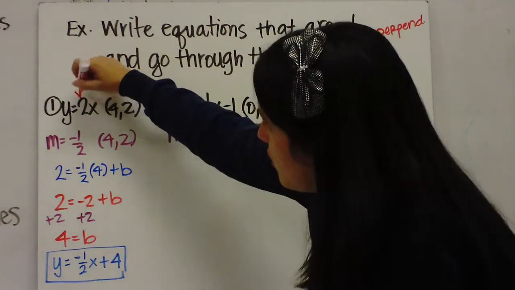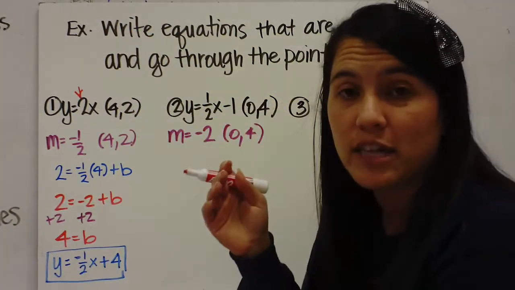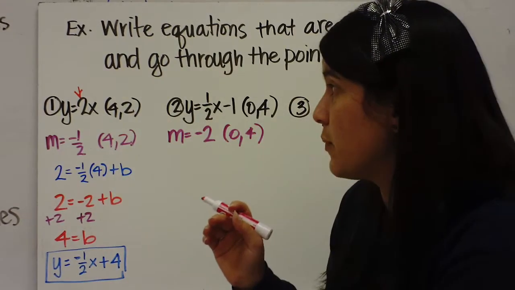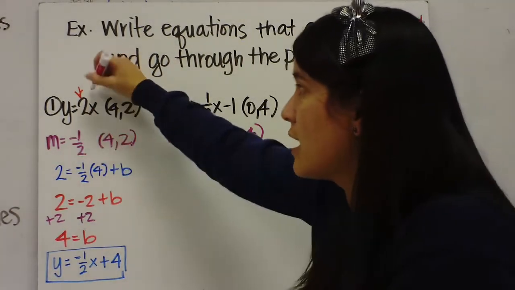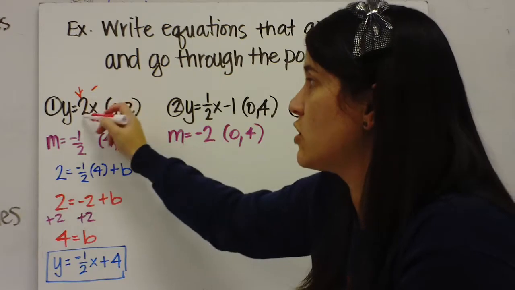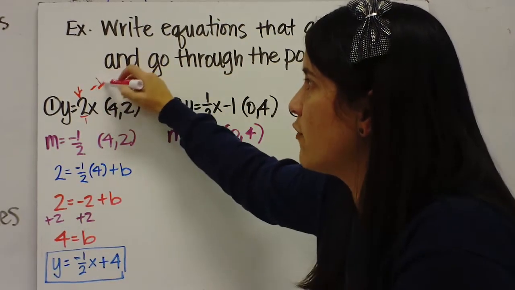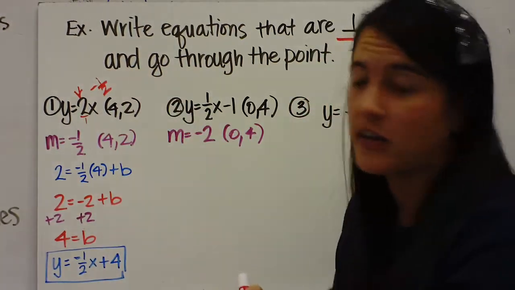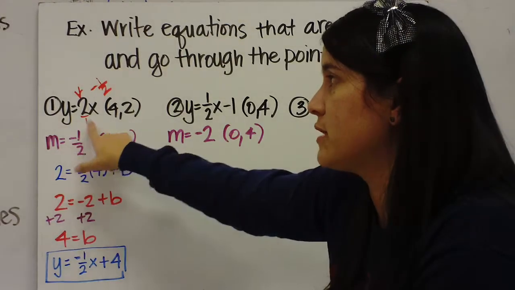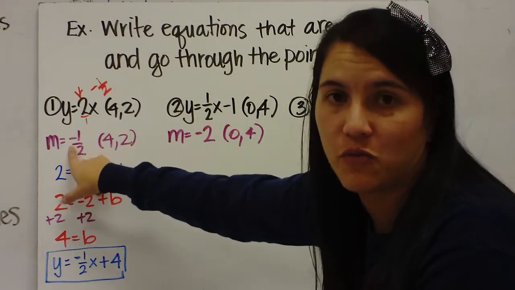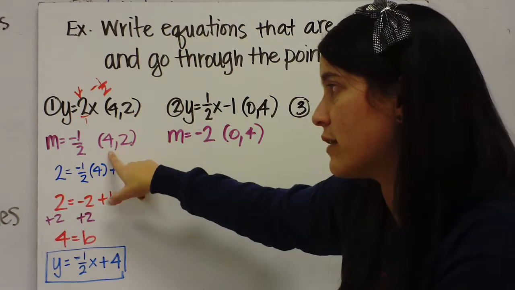All right, so here's the slope. If I want a line that's perpendicular, that means I want the opposite reciprocal. So if it's positive, I want a negative. And if it's 2/1, that means I need to flip it to 1/2. So I've changed my slope. Instead of 2, I'm going to use -1/2. And then here's the point.